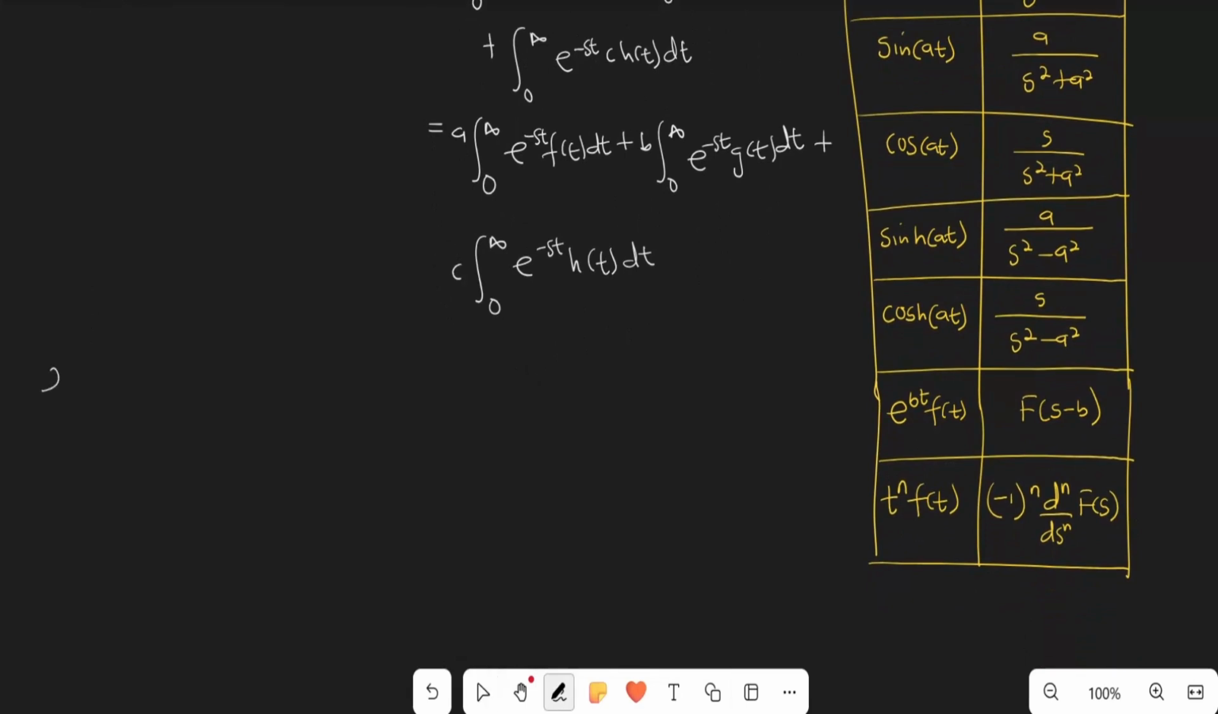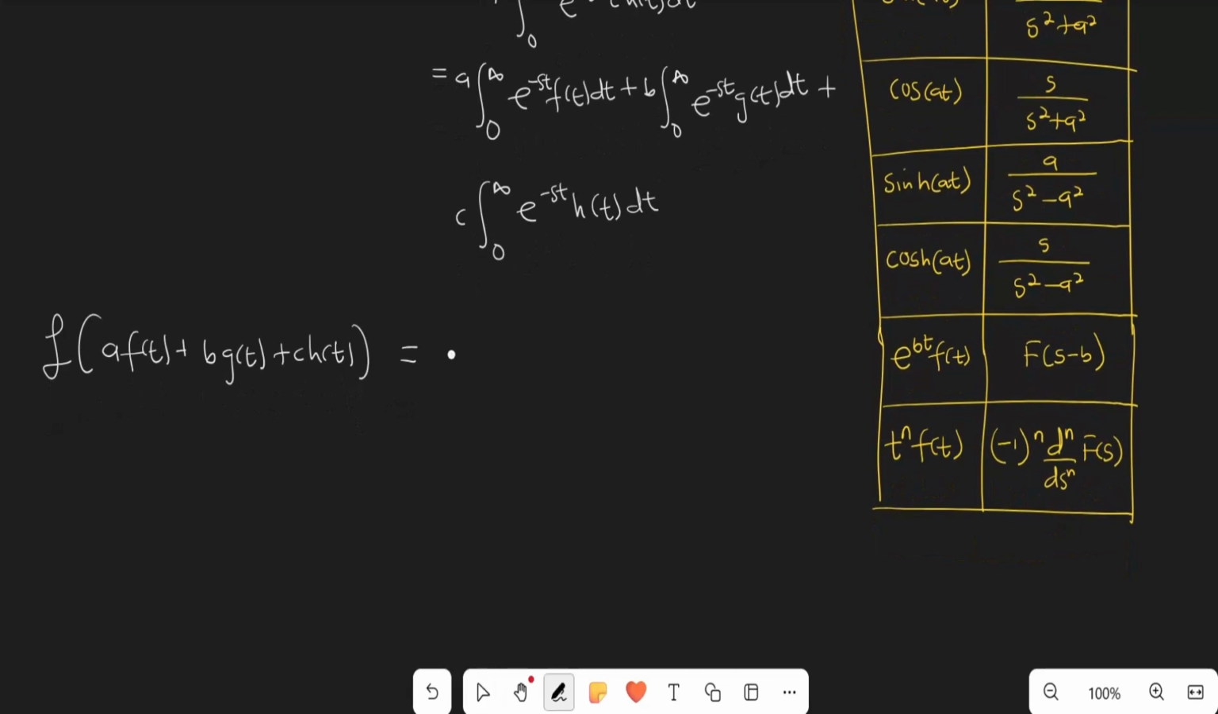So that means that the Laplace transform of a multiplied by f of t plus b multiplied by g of t plus c multiplied by h of t is equal to, so we have a, the first one here, and this one is the Laplace transform of the function f of t, so that is a times the Laplace transform of f of t. And now plus b, this is the Laplace transform of g of t, plus c, this is the Laplace transform of h of t, which is what we have here.